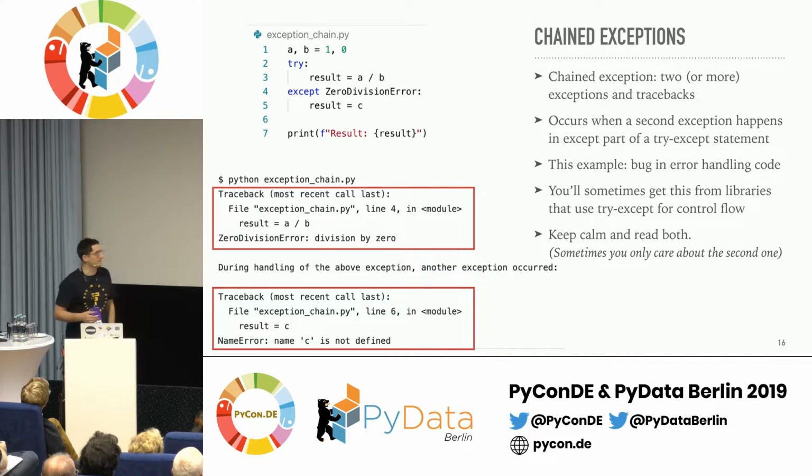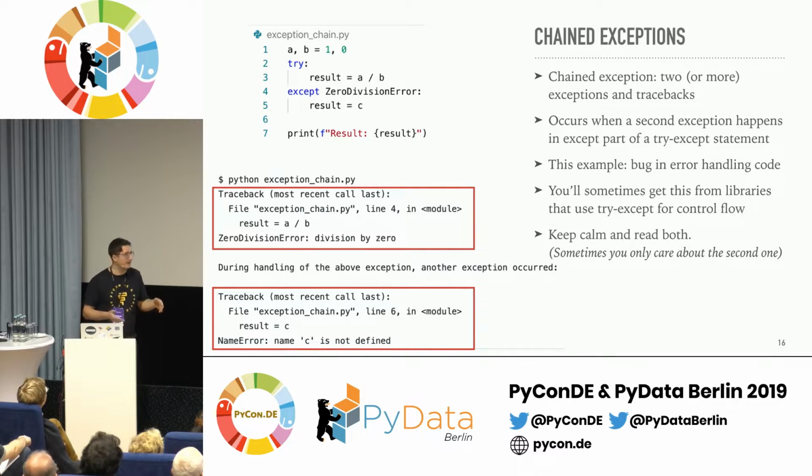Another, a little bit more advanced thing is chained exceptions. When you see one of those, you have two exceptions and two tracebacks. This occurs when a second exception happens in the except part of a try except statement, like in this code example above. In this example, I have a bug in my error handling code where I access a variable C which doesn't exist. But you'll also see this sometimes from libraries that use try except for control flow.